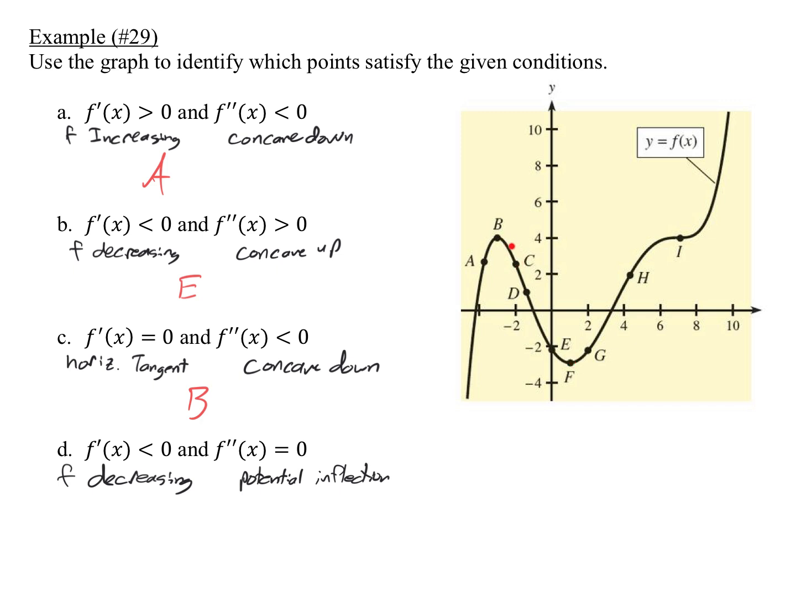So C is not inflecting, it's concave down all around C. D looks like inflection. We changed from being concave down to being concave up, so that looks like the best candidate so far. E, it's clearly part of a concave up structure, so let's go with D. We are decreasing, and we are also a point of inflection.